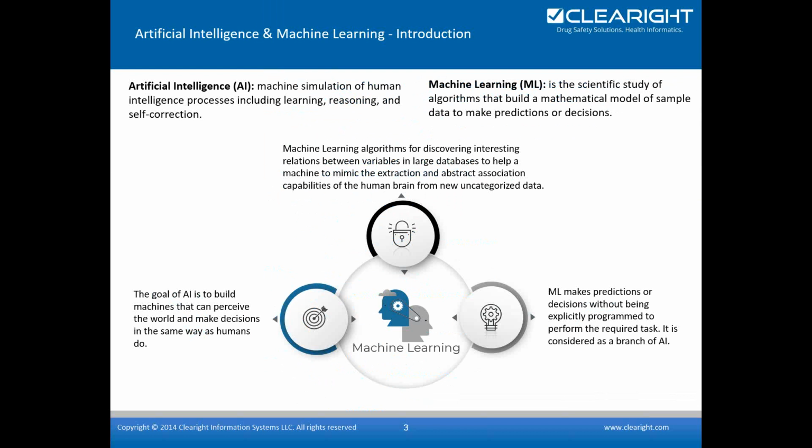Machine learning is a set of algorithms used for discovering interesting relationships between various variables that are available in larger data sets. It helps machines to mimic certain capabilities of humans, like extraction of required information and intellectual association with new uncategorized data.